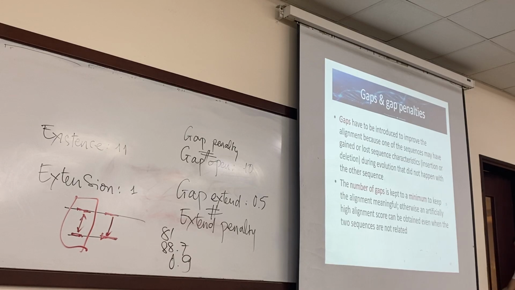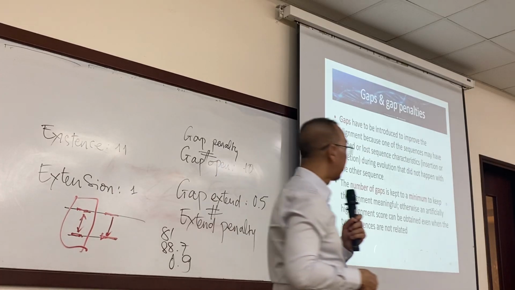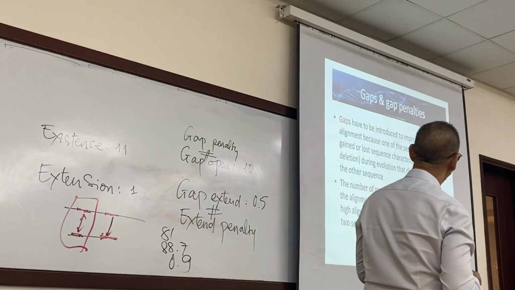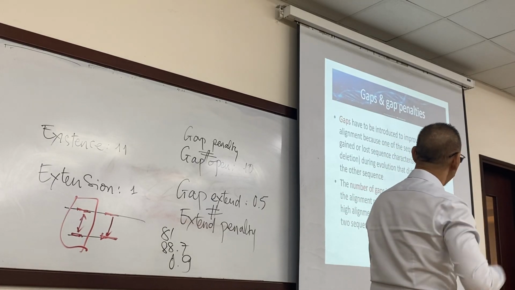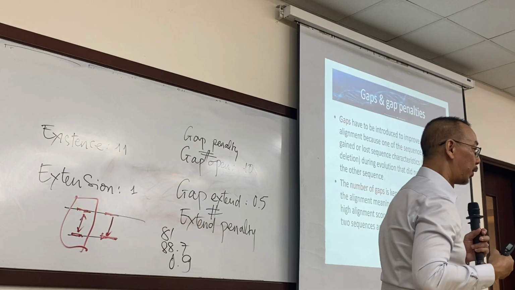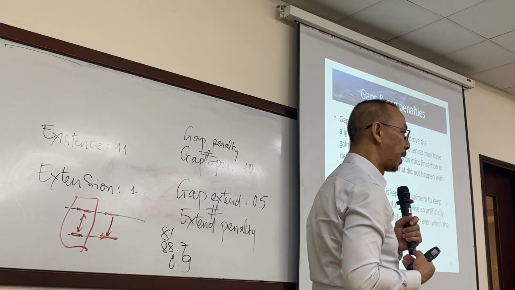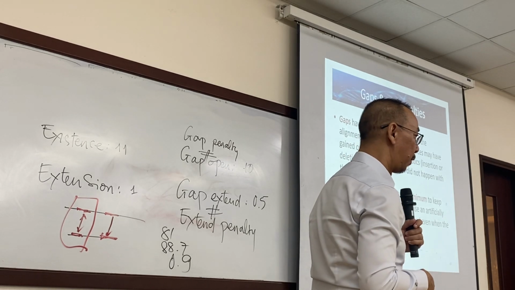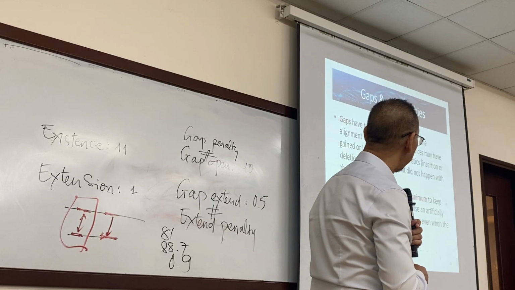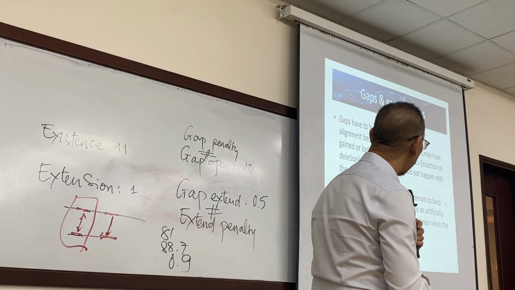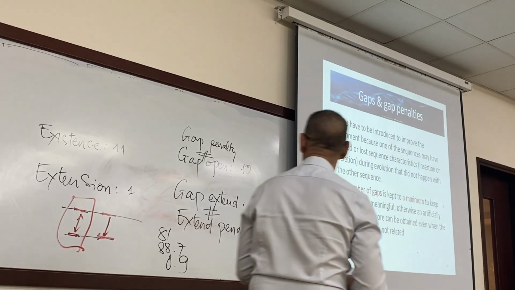And continue with gap and gap penalty. You look at how the program will introduce gaps into either sequence to improve the alignment. That means to improve the score, to make more nucleotides or amino acids between the two sequences match. So that's why the program will add gaps. Gaps have to be introduced to improve the alignment, because one of the sequences may have gained or lost sequence, characteristic in structure or function, during evolution that did not happen with the other sequence. What does it mean?